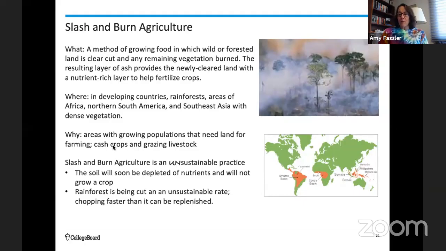That's why when I burn them, the ash has all the nutrients, but this is unsustainable because pretty soon there isn't going to be any nutrients left in that soil. That ash only worked for a couple of years, and now I have a barren piece of land that won't support the growth of anything. We are chopping trees at a rate faster than they can be replenished.